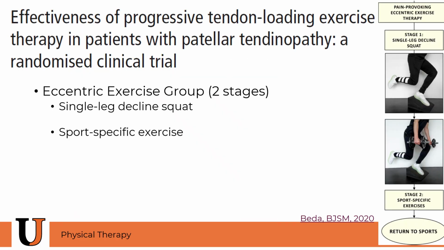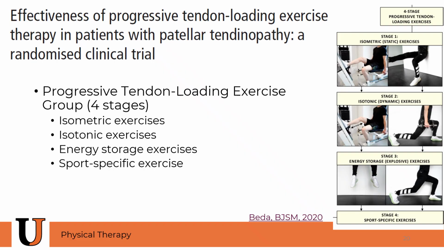The eccentric exercise group had 2 stages. It began with the single leg decline squat, followed by sport-specific exercise. You can see the pictures on the right and how they would progress from no weight to resistance and then eventually return to sport. The progressive tendon loading exercise group went through 4 stages. For the isometrics, they either did a leg press or a leg extension, and they did 5 reps at 45 seconds. They focused on mid-range knee flexion here, so they tried to be around 60 degrees. And it was a quadriceps-based isometric, and they required the patient to achieve at least a 70% maximum voluntary contraction.